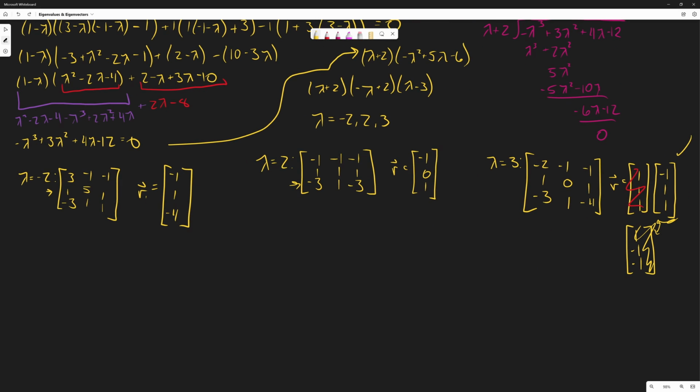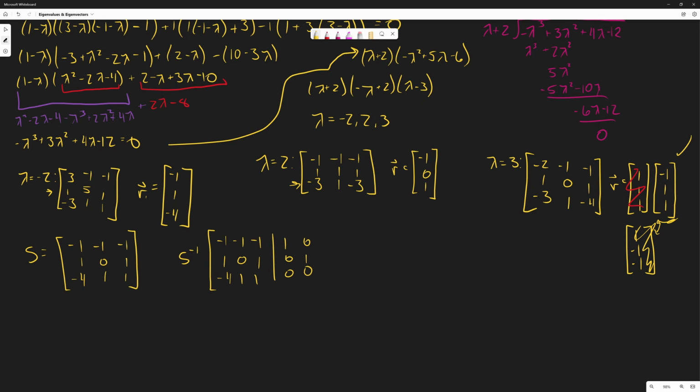So our S will simply be negative 1, 1, negative 4, negative 1, 0, 1, and then negative 1, 1, 1. Now our S inverse, that will simply be negative 1, negative 1, negative 1, 1, 0, 1, negative 4, 1, 1, 1, 0, 0, 0, 1, 0.